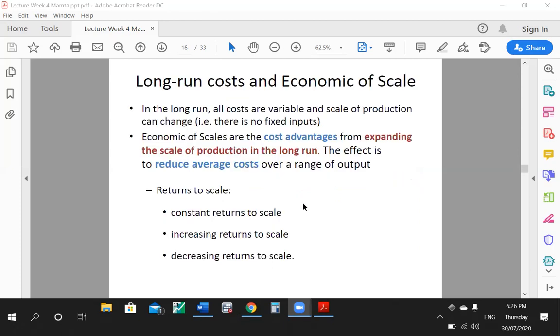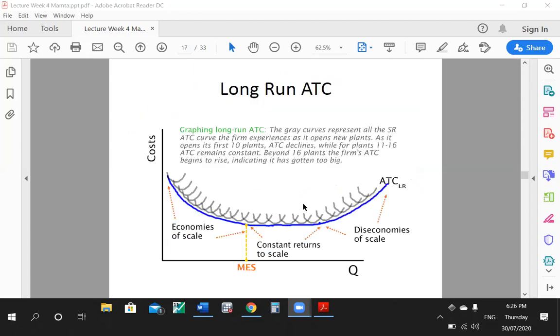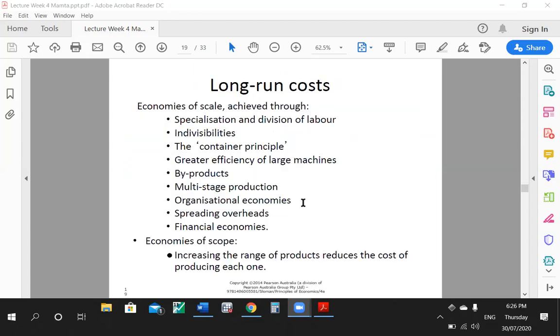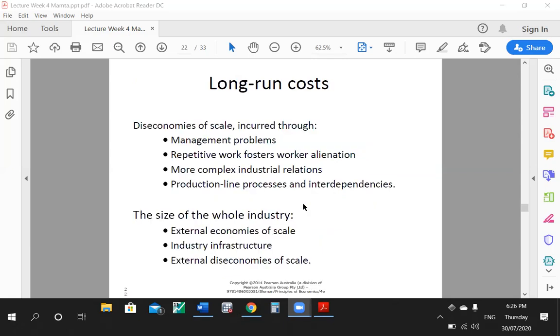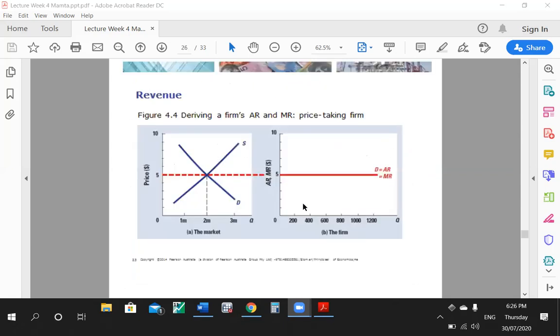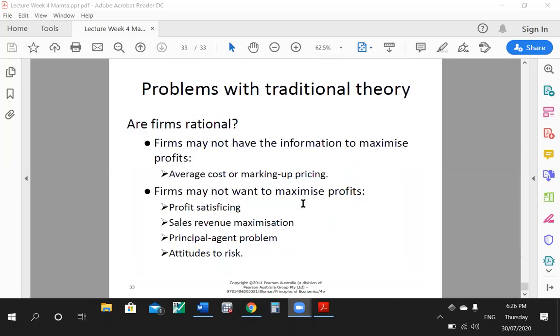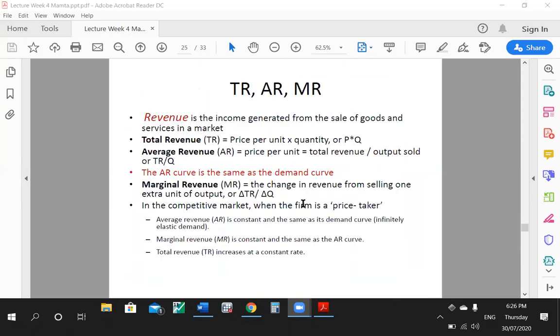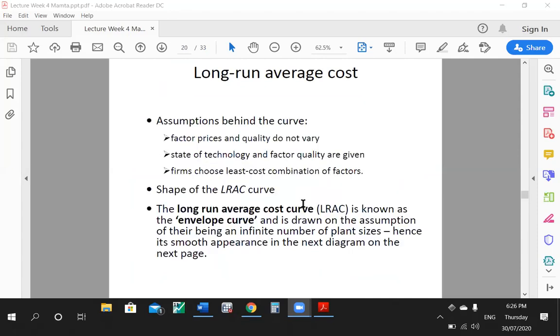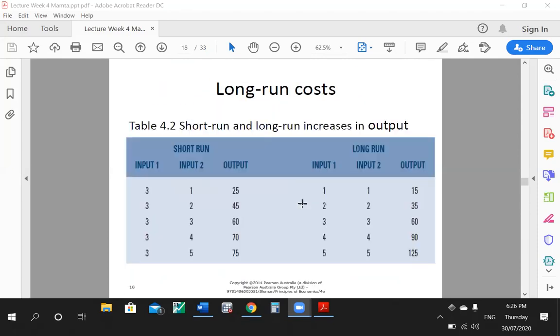Let's talk about economies of scale. Do you have any more graphs in here? No, we don't have any more graphs in here now. Not much here. We don't have many graphs now, a little bit.